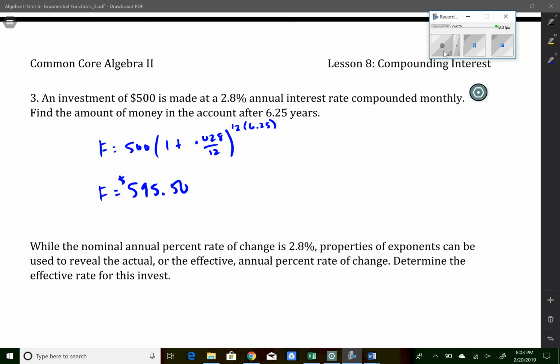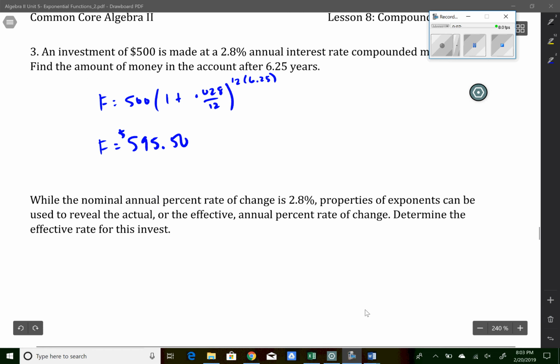Now let's talk about something new. So the next part of the homework assignment is actually something we did not do in class. I'm hoping that you can kind of figure this out on your own or with my help here through the video. So it says, while the nominal annual percent rate is 2.8%, properties of exponents can be used to reveal the actual, or what we call the effective, annual percentage rate.